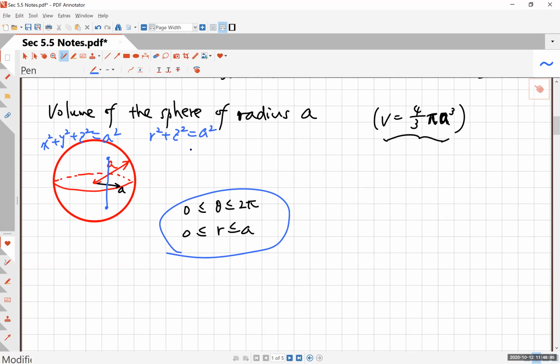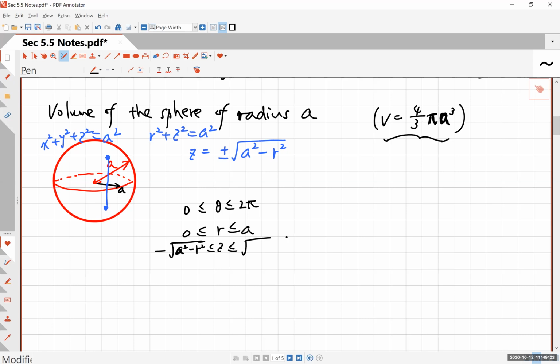All right, so for each point you pick, z goes from what to what. That's what we have to do. And so z, if you solve this for z squared and then take the square root, you get plus or minus, because you have the negative and then the positive side, square root of a squared minus r squared. Okay, and that is what you would end up writing here at the end. For z, it goes from negative square root of a squared minus r squared, and then to positive square root of a squared minus r squared.